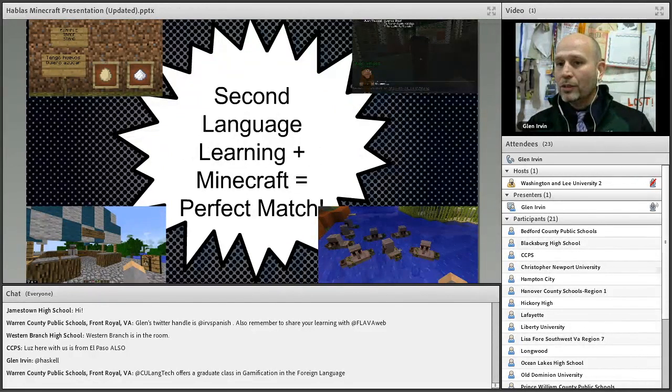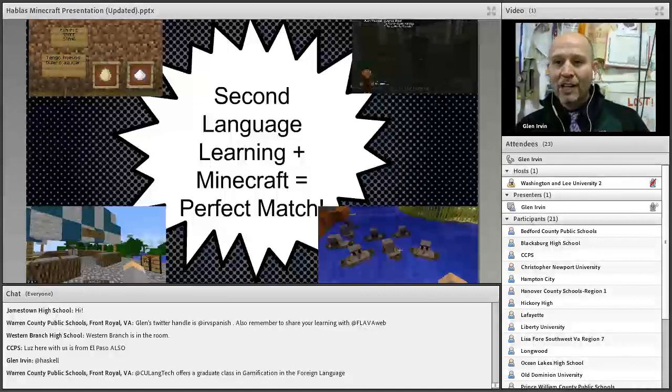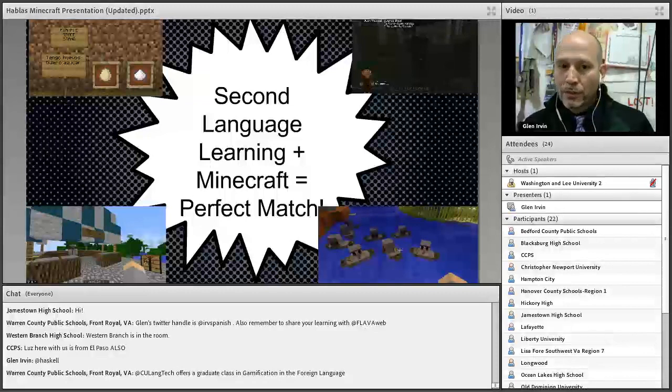So I figured out really quickly that second language learning and Minecraft were a perfect match. If you don't know much about Minecraft, one of the first things I could tell you about it is that you can make it anything you want it to be. That's the reason why it's so attractive, and it continues to sell. It's one of the highest selling games ever, and the reason why is because you can play it in so many different ways. Because of that, you can create lessons for it in so many different ways and for so many different objectives. So it was perfect for language learning, I found out, because I could change it and make it into whatever I wanted it to be.